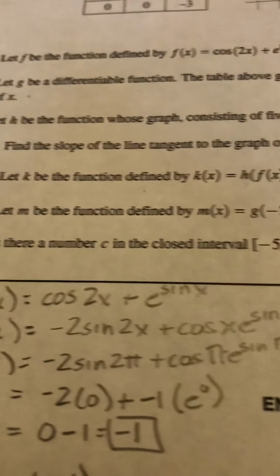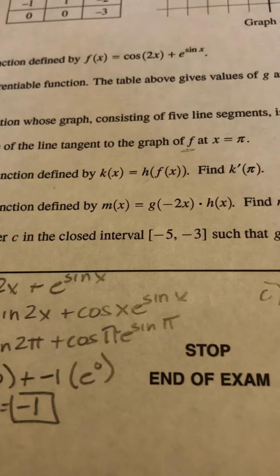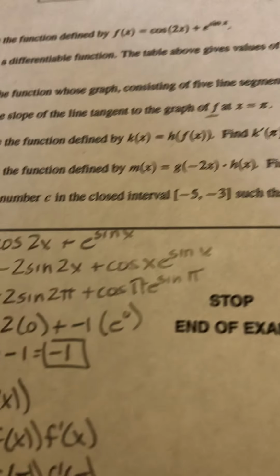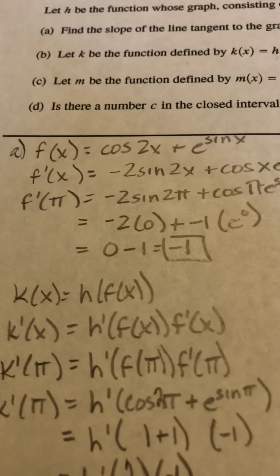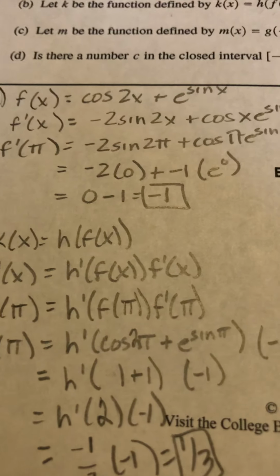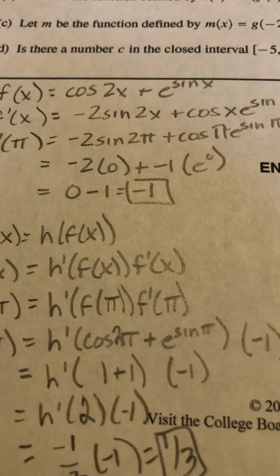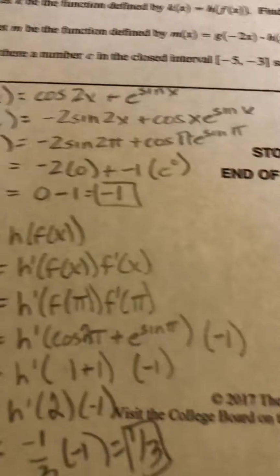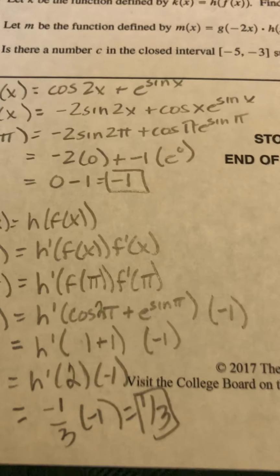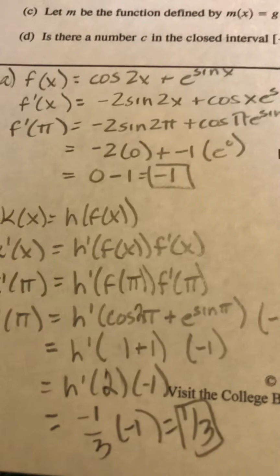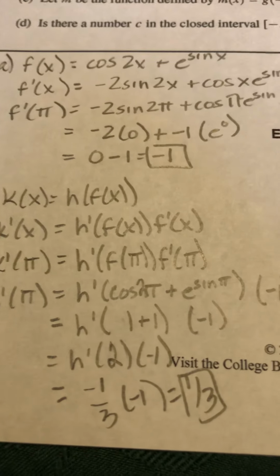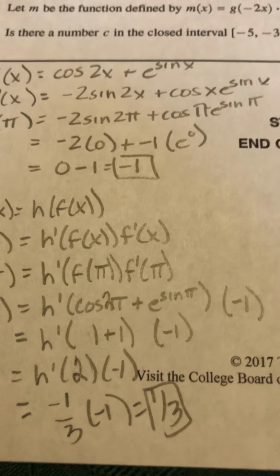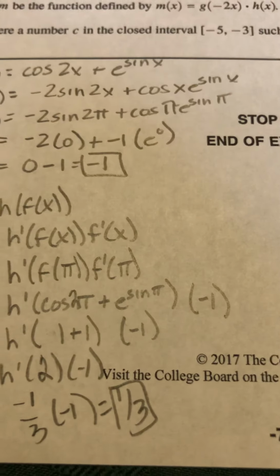Part B, k is h of f of x. We want k prime of pi. Okay, h of f of x, chain rule. Derivative of the outside, keep the inside, times the derivative of the inside. So h prime of f of x times f prime of x. So k prime of pi is going to be h prime of f of pi times f prime of pi.